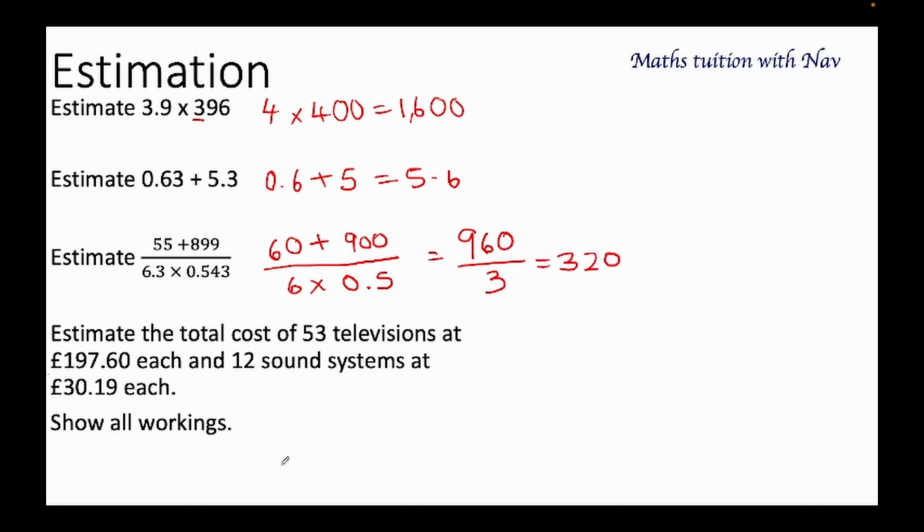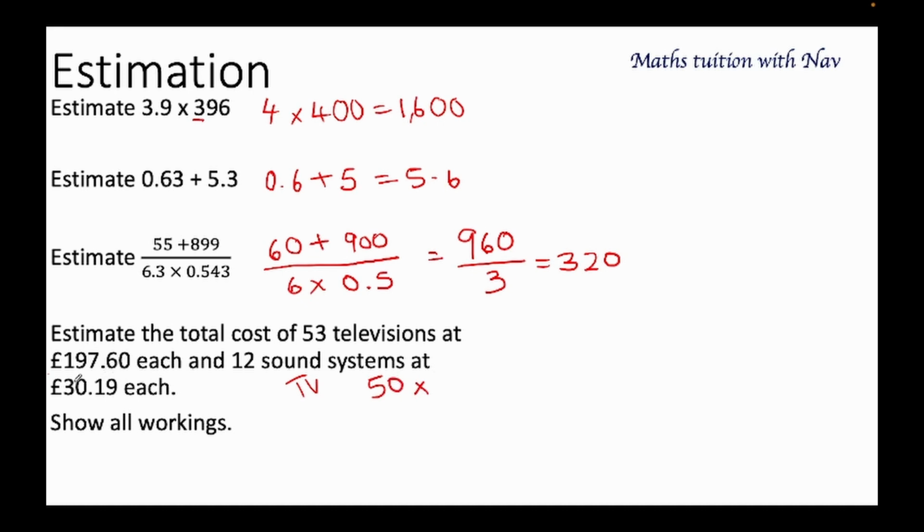Estimate the total cost of 53 televisions at £197.60 each and 12 sound systems at £30.19 each. So what I'm going to do, I'm going to work out the televisions first, their total cost. So we've got 53 televisions. I'm going to use 50. I'm going to times that by 197.60.